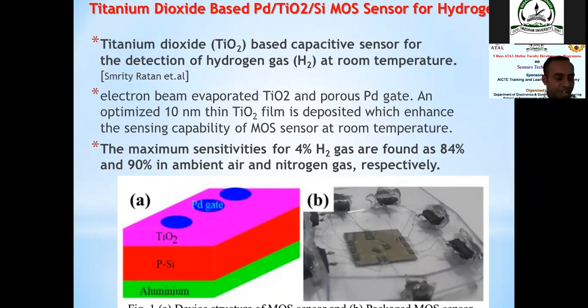Due to this, a dipole layer is formed, and this dipole layer subsequently changes the work function of the palladium metal. Based on this characteristic, the conductivity also will change. As diffusion is happening and dipole layers are formed, there will be a change in the capacitance also. Using this change in the capacitance and the conductance, the sensing can be done. So in this type of structure, a sensitivity of 4% is seen for the H2 gas. In the presence of normal ambient air it is 84%, and with nitrogen gas it is 90%.